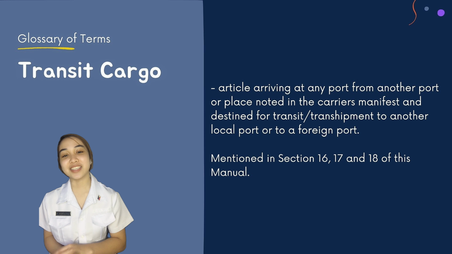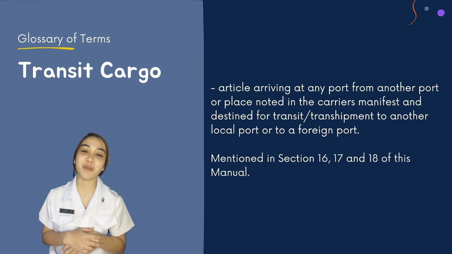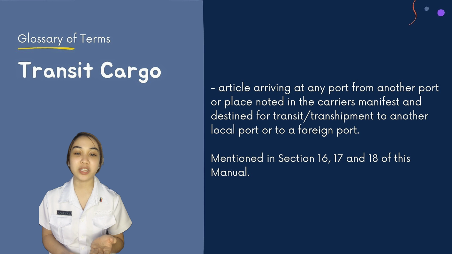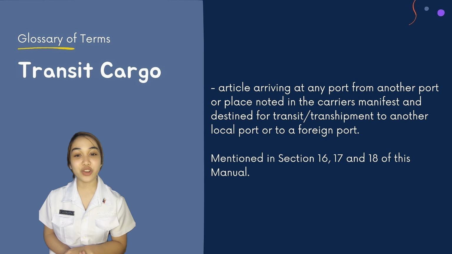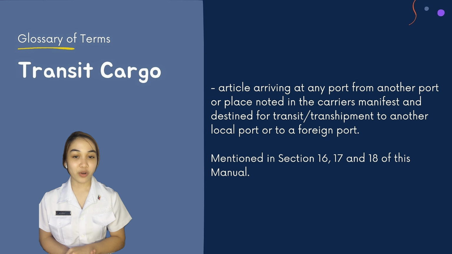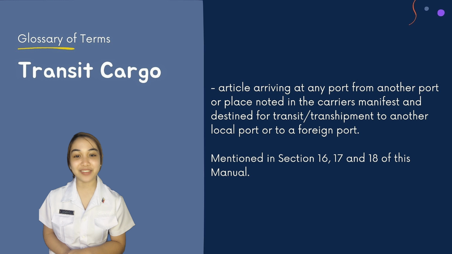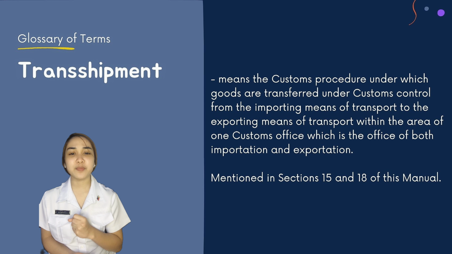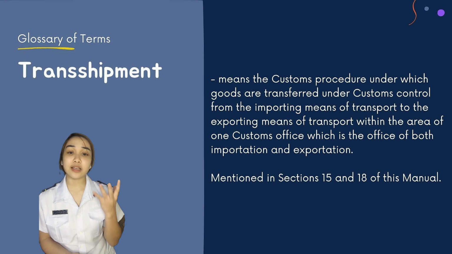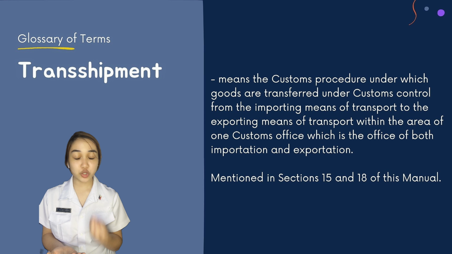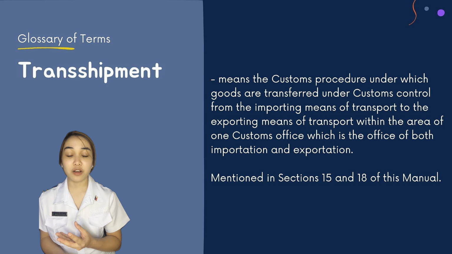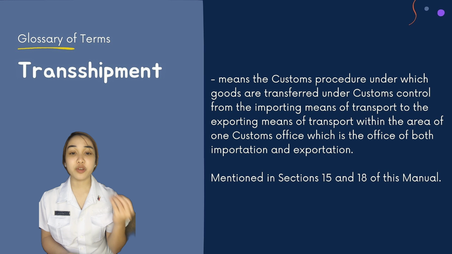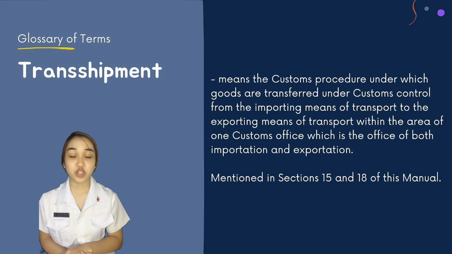Transit cargo. These are goods arriving at any port from another port or place noted in the carrier's manifest and destined for transit or transshipment to another local port or to a foreign port, mentioned in section 16, 17, and 18 of this manual. And next is the transshipment. On the other hand, it means the customs procedure wherein the goods are being transported by one means of transport to another means of transport, that is transshipment.